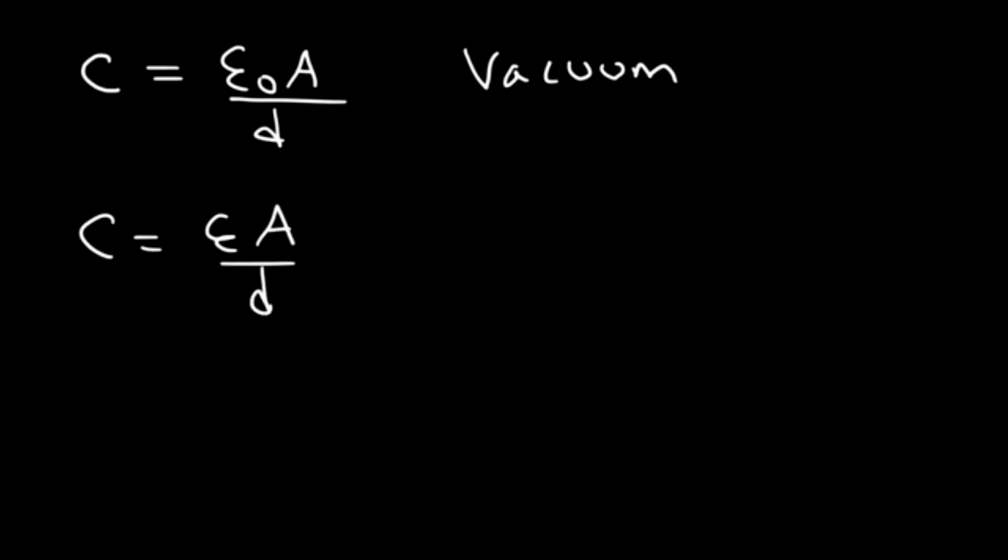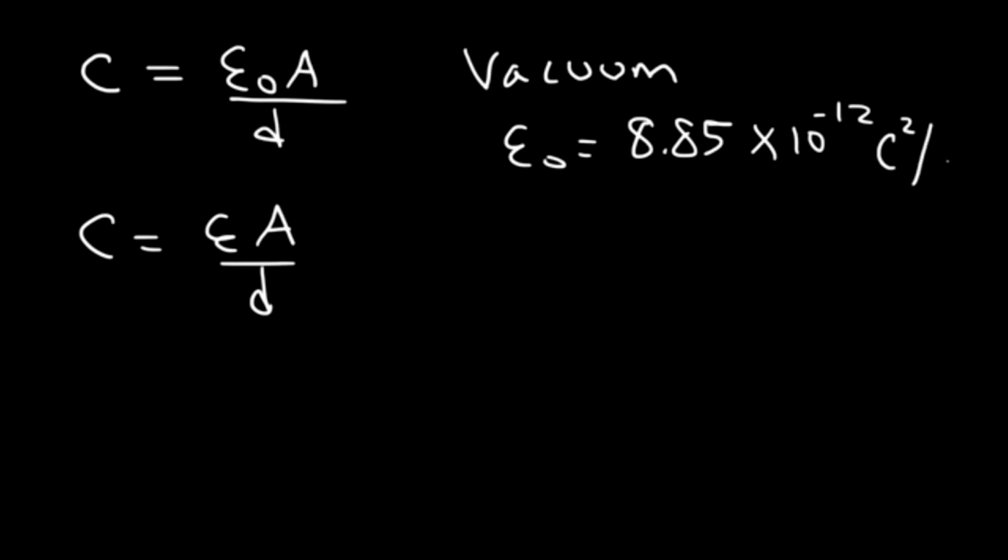It's going to be epsilon times A over d. Epsilon sub naught is the permittivity of free space. It's 8.85 times 10 to the minus 12 coulomb squared per newton per square meter. So make sure you know that value because you're going to use it a lot.